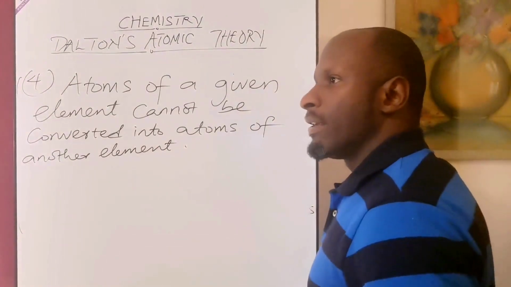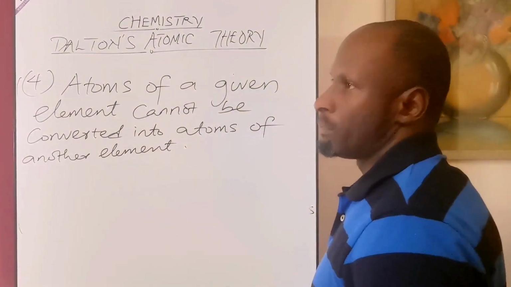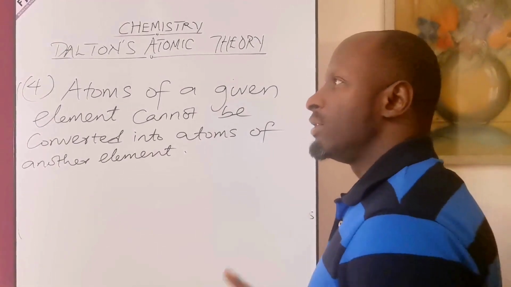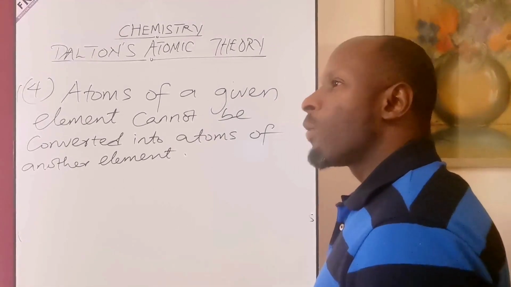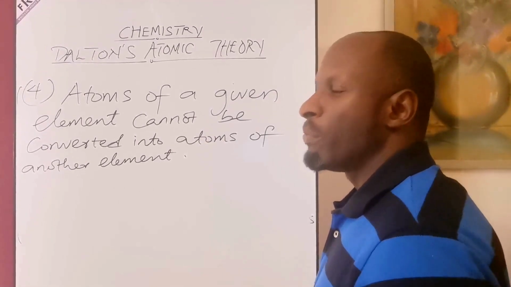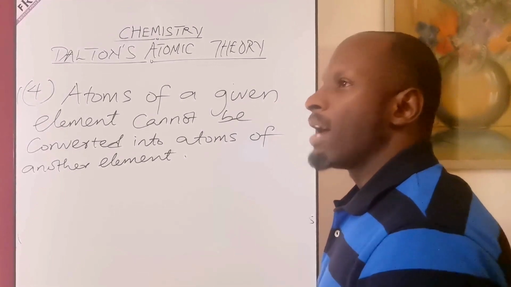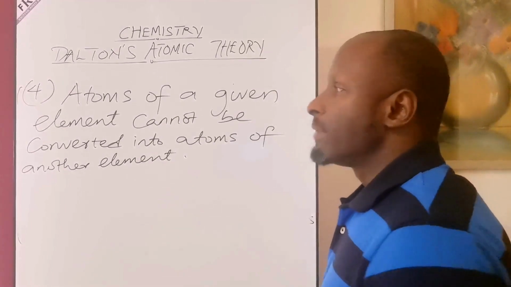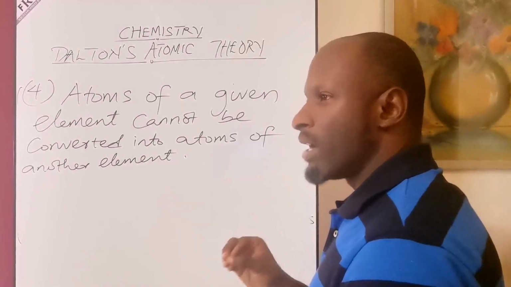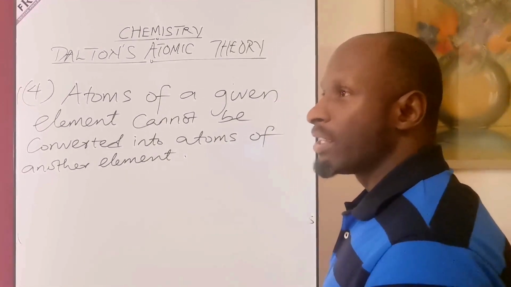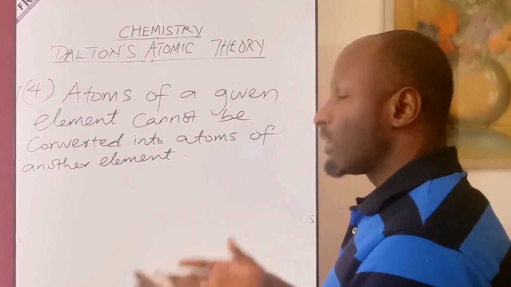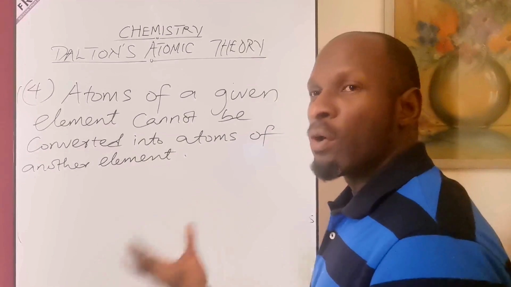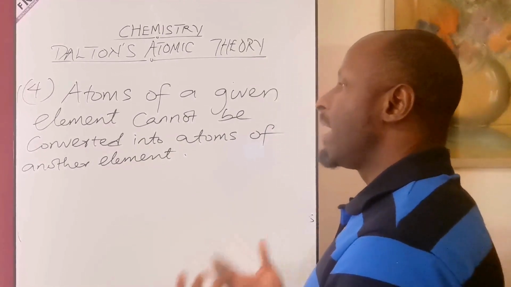That is to say that the atoms of, let's take for instance, hydrogen cannot be converted into the atoms of helium. Likewise, the atoms of uranium cannot be converted into the atom of palladium. Just that is what he's trying to say here. Okay, that atoms cannot be converted. Remember, he said atoms cannot be created nor destroyed, and here he's now saying that atoms can as well not be converted. That is, atoms of a given element cannot be converted into the atoms of another element.